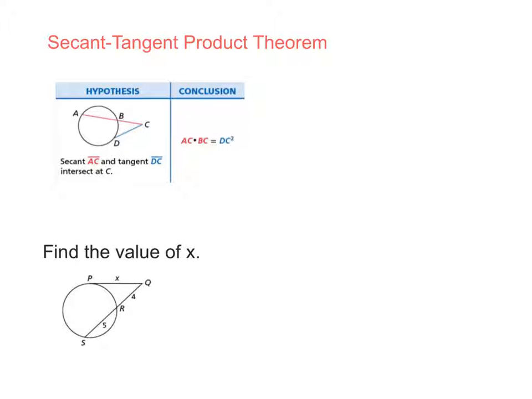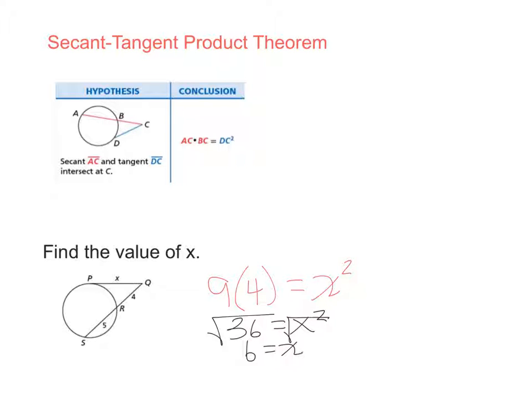Okay, in the example, we're told to find the value of x. So using the theorem, which says take the whole secant, which would be 9, 5 plus 4 is 9, multiply it by the exterior piece, which is right there, that's 4. That equals the tangent, PQ, which is our value of x squared. So the whole total secant times the exterior piece equals the tangent squared. So now I'm going to solve that. We get 36 equals x squared. To get rid of the x squared, we'd square root both sides. We end up with 6 equals x.